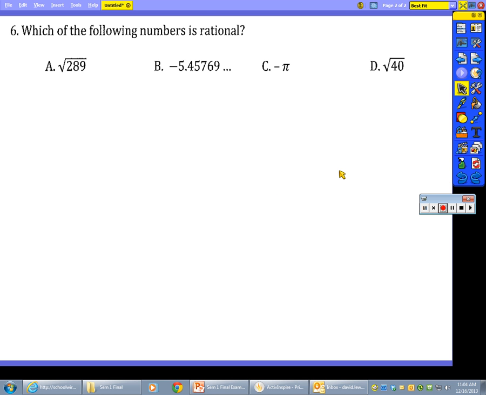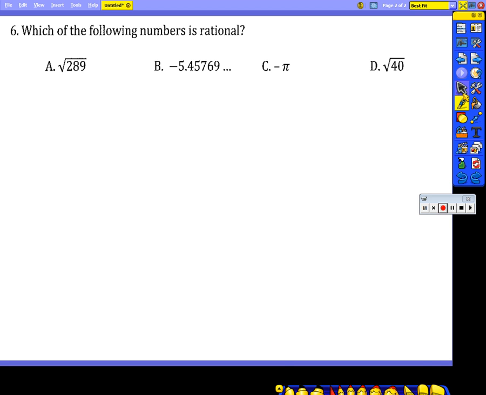All right, number 6. Which of the following numbers is rational? All right, so there's several. This is real difficult for students often. I try to give kind of a little cheat on how to determine if something is rational or not. And here we go. I said that it's easy to determine if something is irrational. And if it's not irrational, that means it's rational.